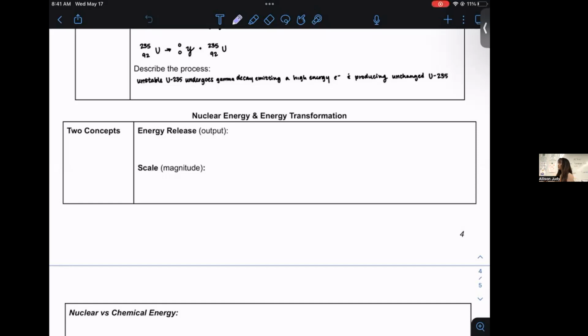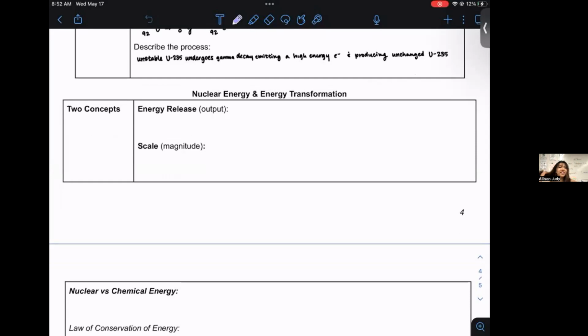So before we get going, I would like you guys to take a couple minutes to research maybe some applications of where we see nuclear energy currently being applied in the real world. And then also make sure you have your notes out. So take about a minute or two to research that.